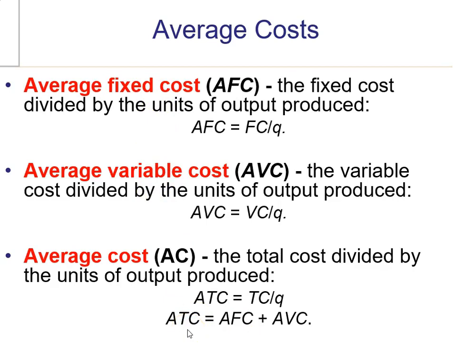And one last little snippet that will help in calculating some of these numbers: if you have average variable cost and you know how much your output is, Q, then you can figure out what variable costs are. That's simply average variable cost times Q, which gets you variable cost.